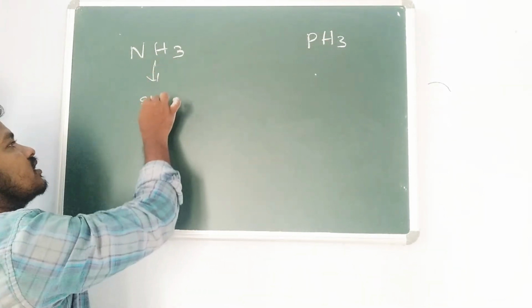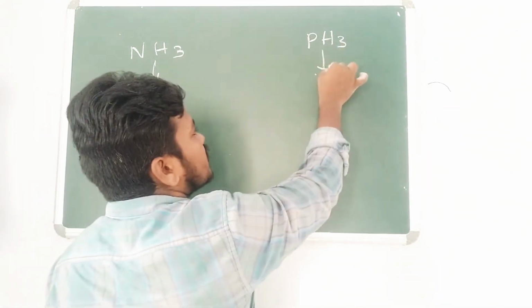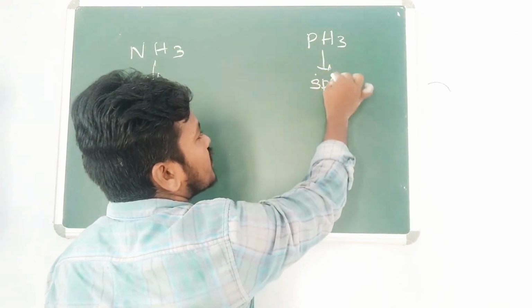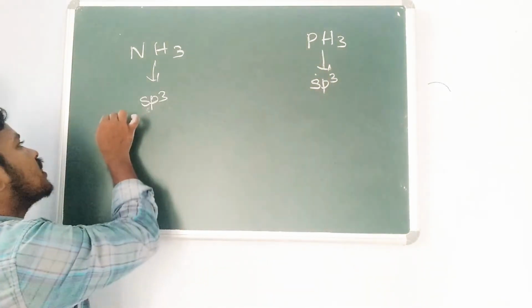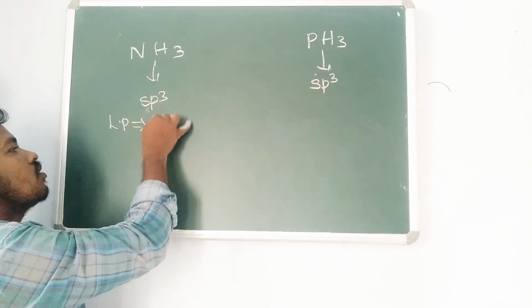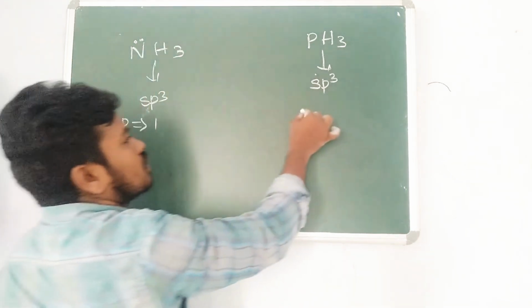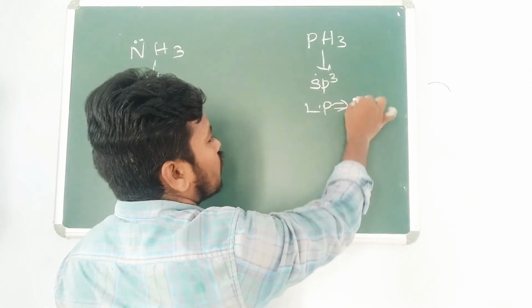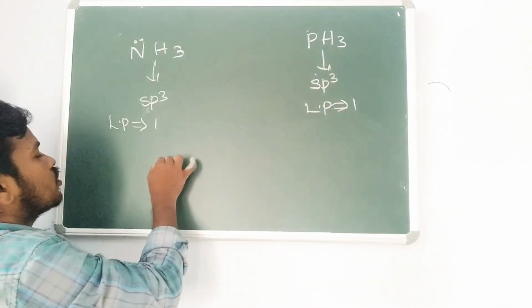Hybridization is sp3. For hybridization, watch my video on how to calculate the hybridization, it's very easy. Lone pairs, check the lone pairs, how many? One pair, only one pair. Lone pairs, how many? One pair. I already made a video on how to calculate the lone pair.